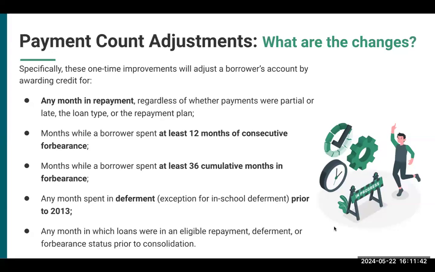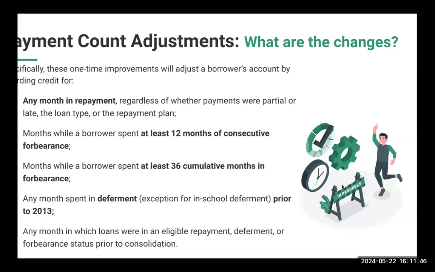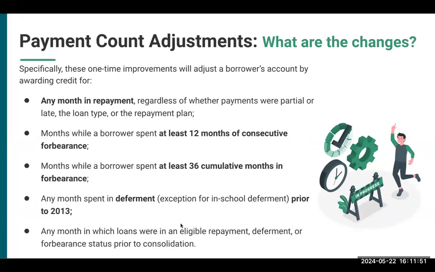You'll also be able to get credit for deferment periods before 2013. So if you had any deferments before 2013, you can count those as well. The one exception to that being in-school deferments, which will still not count. Finally, all of these periods will count even if they happened before you consolidated. So if you had an ineligible loan type like a FFELP loan, any payments or these periods before consolidating are still going to count.